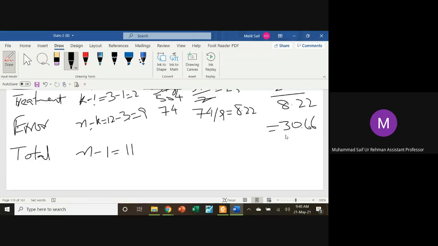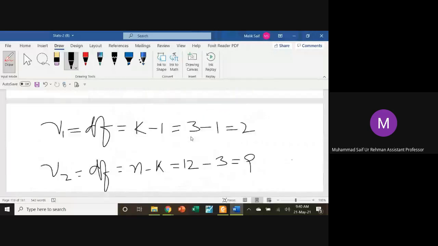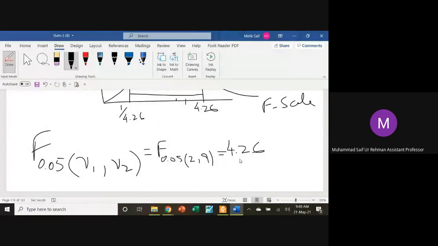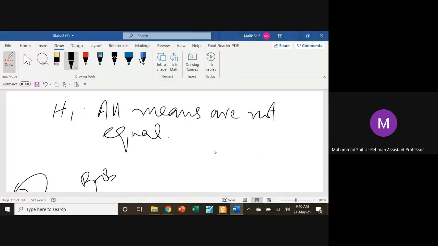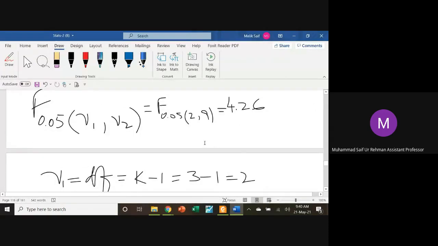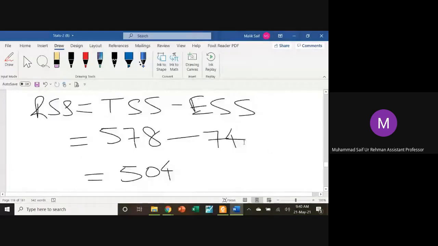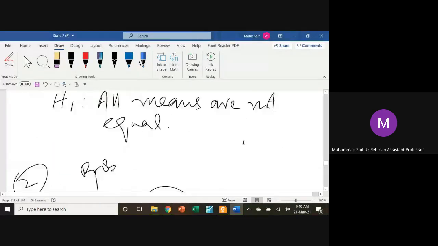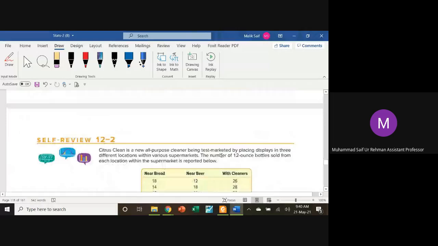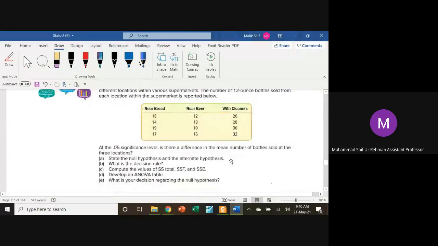Now you can compare this value with the critical value that you have already found over here, 4.26. So 30 will be to the right side of this value. It means that it will be in the rejection region. So based on this analysis, you can say as the calculated value of F statistic has exceeded the tabulated value of F statistic, therefore we would reject H naught.